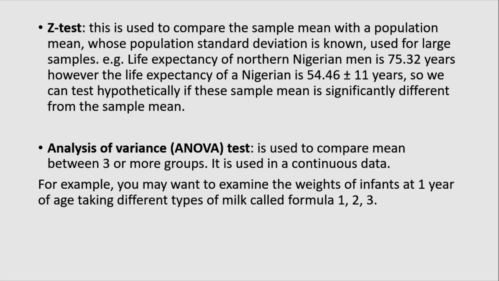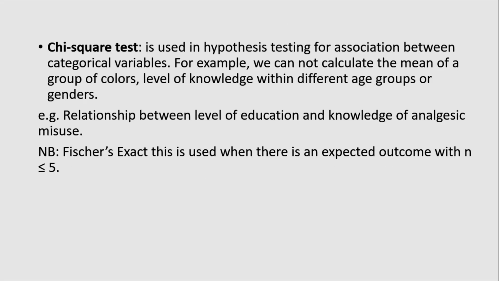So, for example, you want to examine the weight of infants at 1 year, taking formulas of up to 1, 2, and 3, or even 4. If you are to use the unpaired t-test, you can only compare 1 and 2 first, 2 and 3, probably 1 and 3, before you can get your conclusion. But an ANOVA will help you to compare the three of them along the straight line and give you your significant value. Next slide.